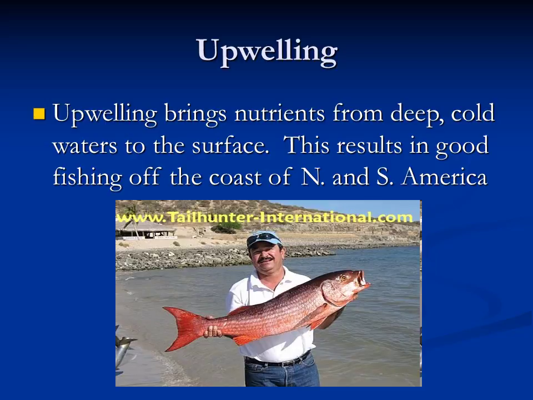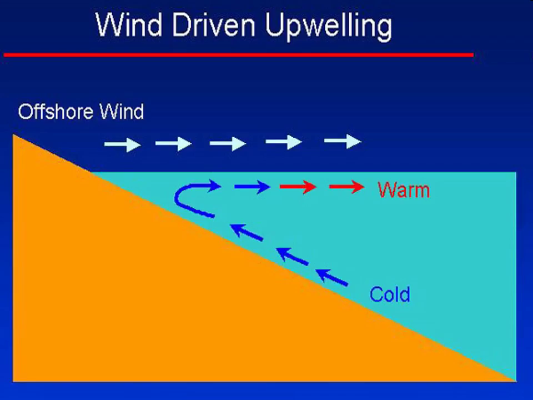With it, it brings nutrients from the deep, cold water to the surface, and those two things are perfect ingredients for fishing off the coast of North and South America. So this is, again, a really good thing because it attracts all different kinds of fish and sea life that in turn help feed humans. Here's a nice diagram. Wind is blowing from offshore. It moves the water over, and water is going to replace it by moving up.